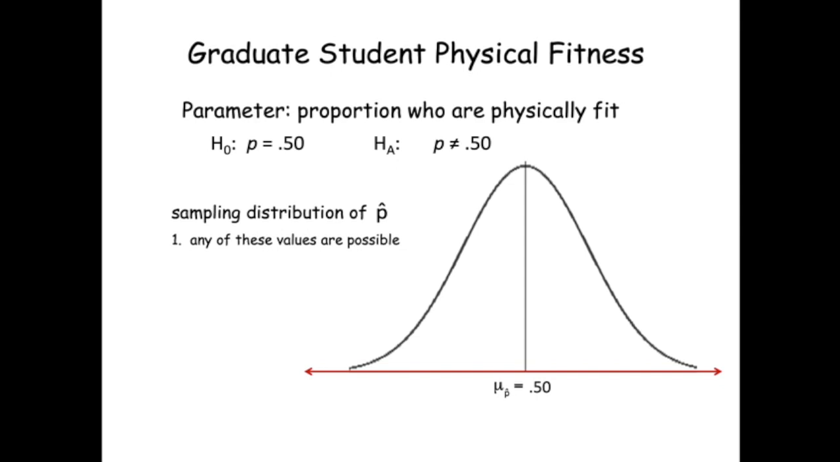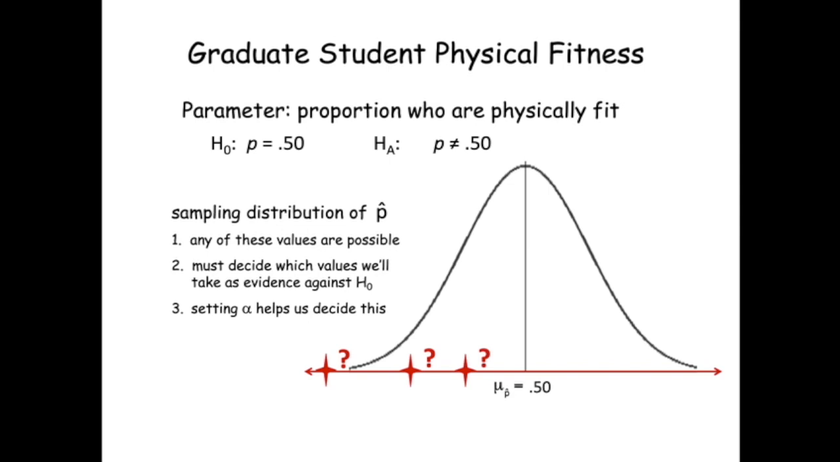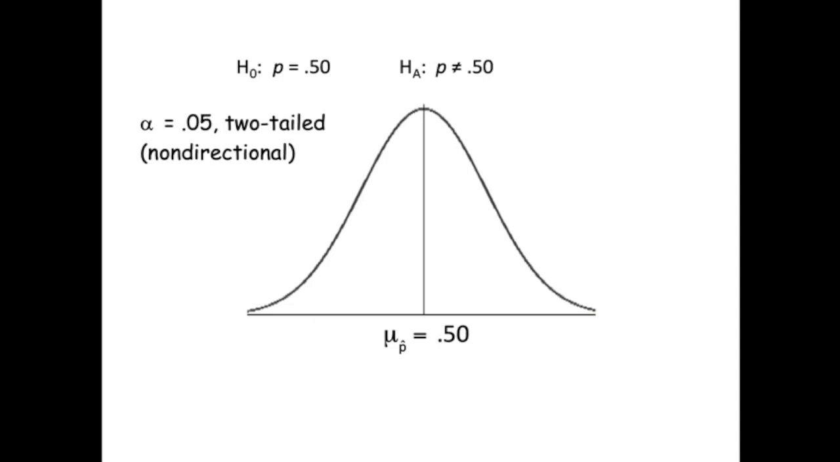Any of these values for p-hat are possible when the null hypothesis is true, but researchers have to decide in advance which values they'll take as evidence against the null. Should they reject the null hypothesis if p-hat is here? What about here? Would it have to be out here before they should reject it? Setting the significance level helps researchers make this decision. This is a two-tailed test because the research hypothesis is non-directional.